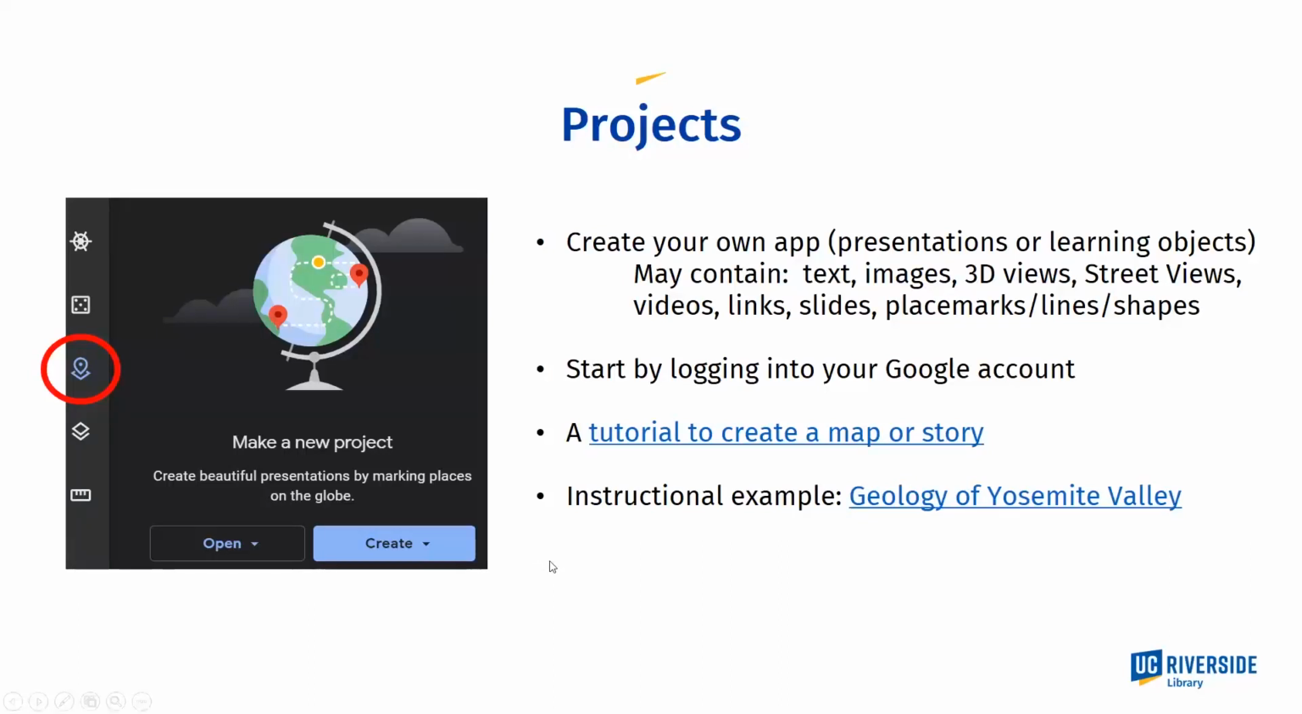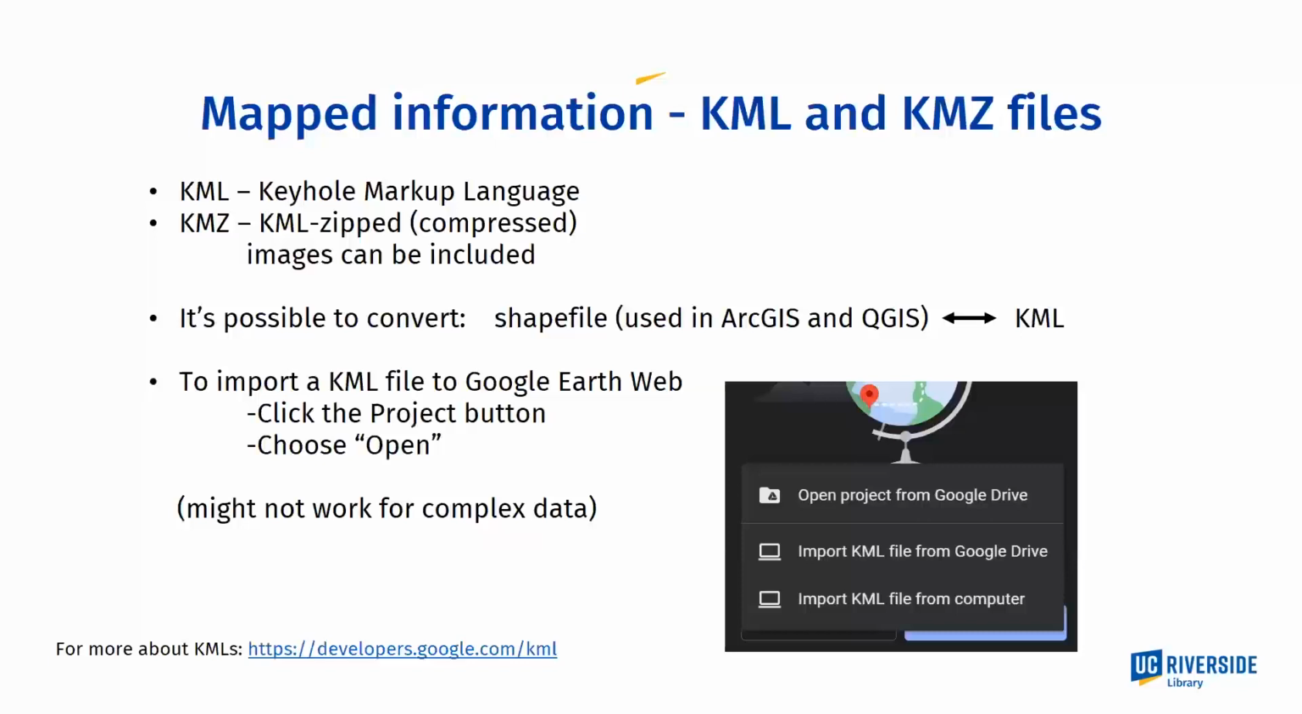Now, the reason I said this doesn't make sense to me is because the project's interface is where you also make maps instead of projects. So we need to talk a few minutes about what those files are and how they work. If you are making a set of points or lines or polygons in a Google Earth product, it's going to go into a file that's known as a KML if it's a fairly small file, or a KMZ if it's a file with many features in it or images or extra things like that.